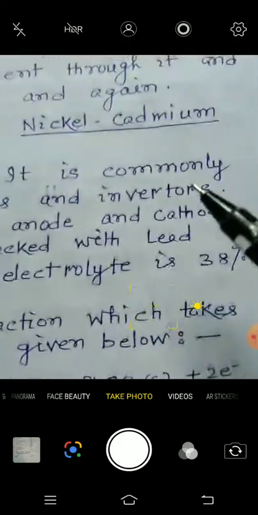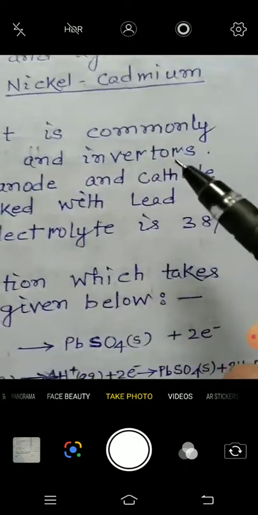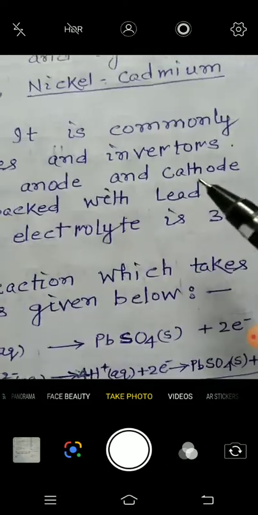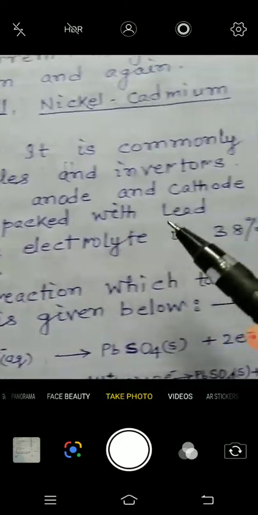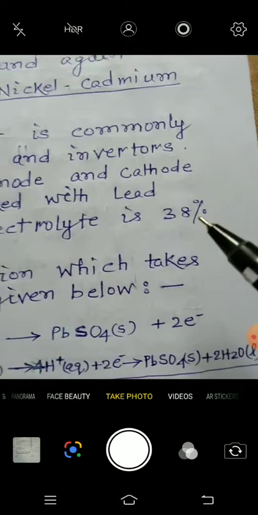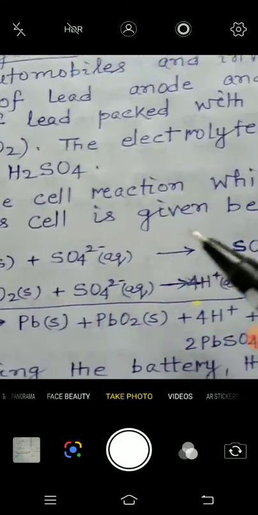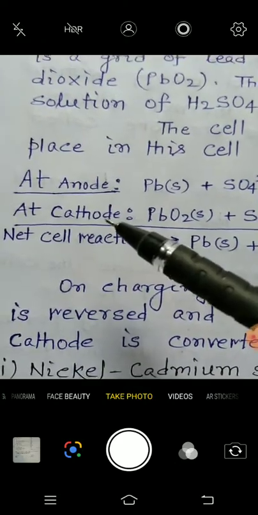It is commonly used in automobiles and inverters. It consists of a lead anode and the cathode is a grid of lead packed with lead dioxide. The electrolyte is a 38% solution of H2SO4. The cell reaction which takes place in this cell is given below. This is the cell reaction which takes place at anode and which takes place at cathode.